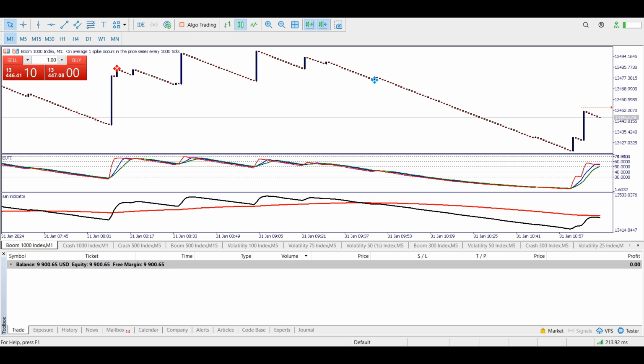Right, we are back again, and you can see that on Boom 1000 there is nothing yet, so we don't take any trade as of yet. There is no crossover. It almost crossed over, but never be tempted to take the trade before it crosses over.